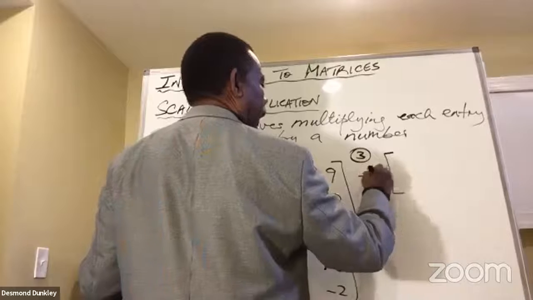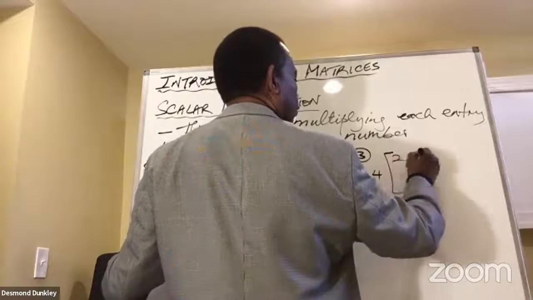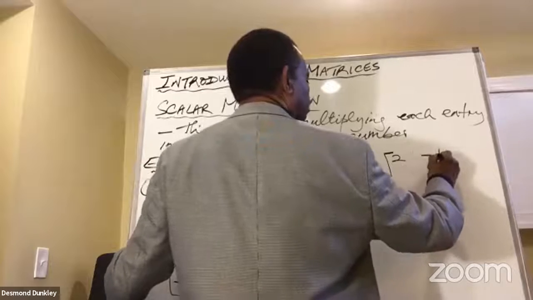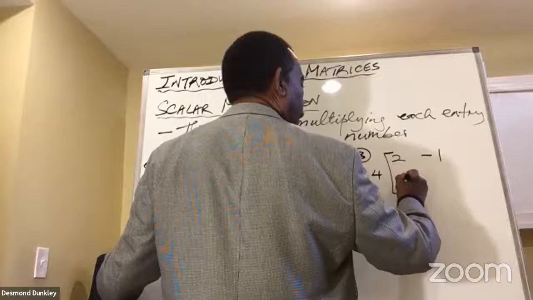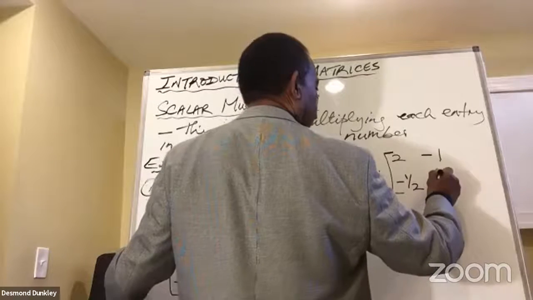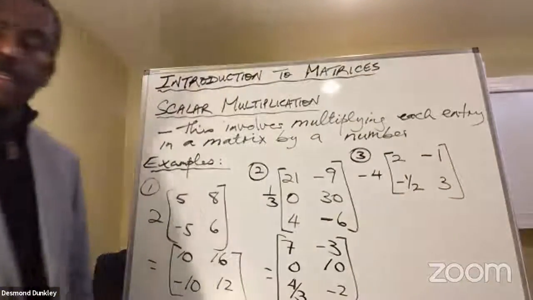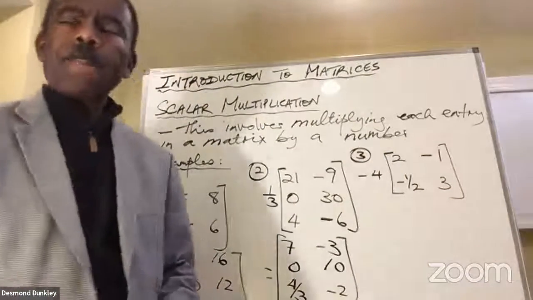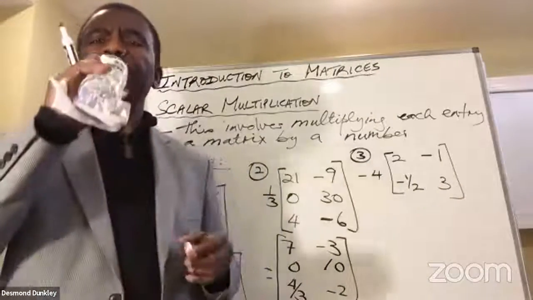And one final one for this part is if I say negative 4 times, this time I'm multiplying by negative 4. And this is 2, negative 1, negative 1/2, and 3. So this time, instead of multiplying by a positive number, we are multiplying by a negative number.